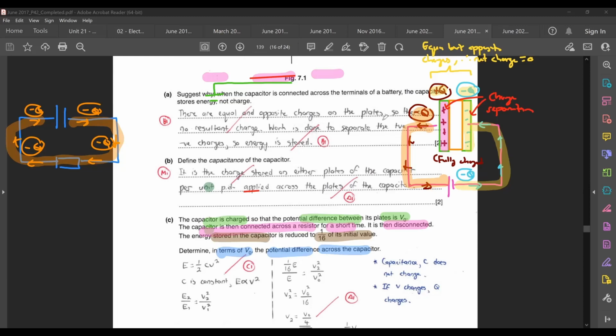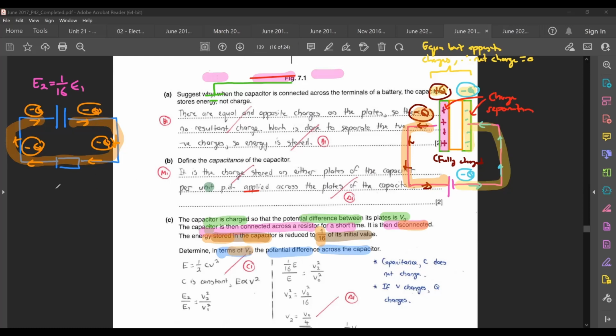So at the end of it, they say that they suddenly disconnected your capacitor and the energy stored inside your capacitor is 1/16 of its original value. So what's the new PD across your capacitor right now? Okay, so what we do know is this. When you try to discharge your capacitor, your E2 is actually now 1/16 of E1. Okay, so this is what we know.